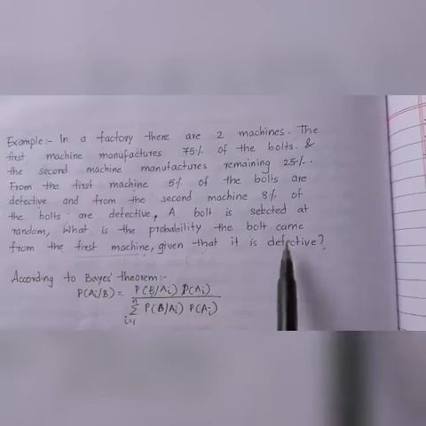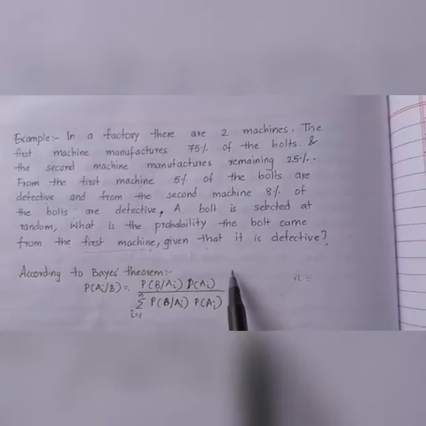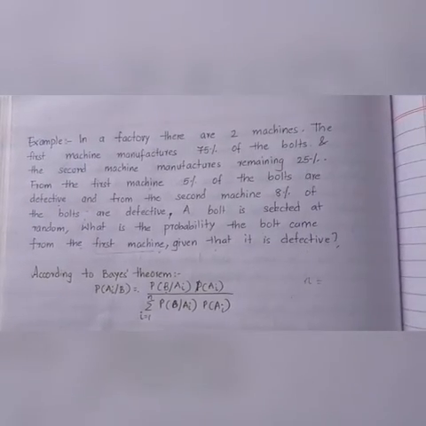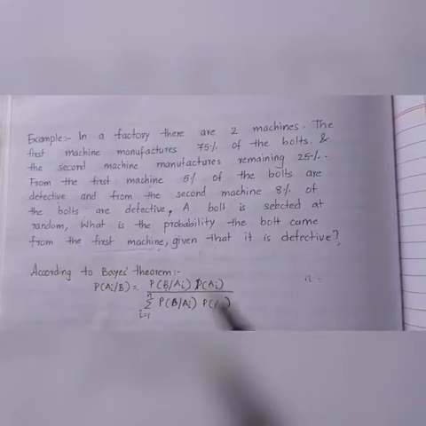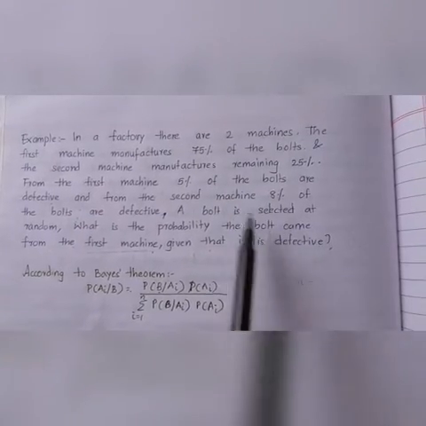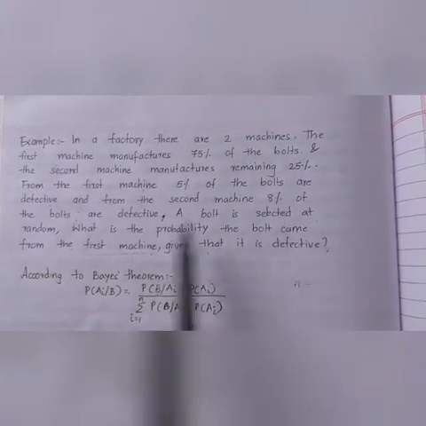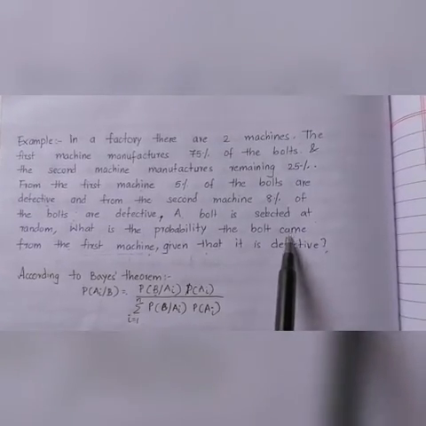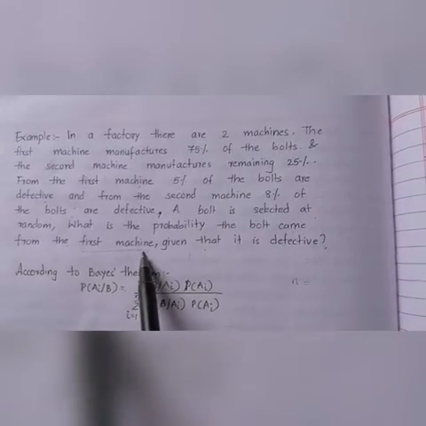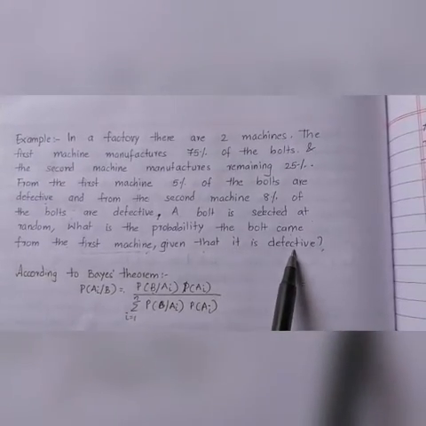What is the probability the bolt came out from the first machine given that it is defective? When you are looking at a Bayes theorem problem, you start from the back, trace it backwards. So how shall we do it? Look at the question. A bolt is drawn at random. What is the probability that the bolt came from the first machine given that it is defective?